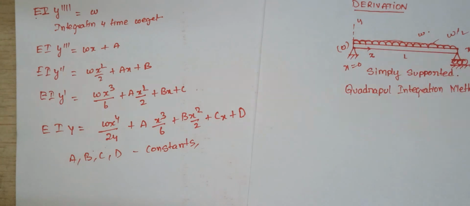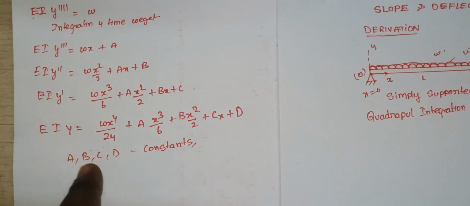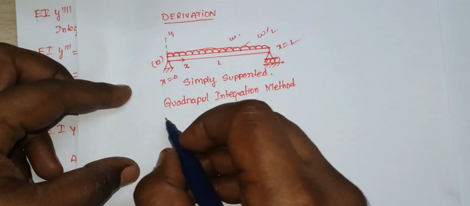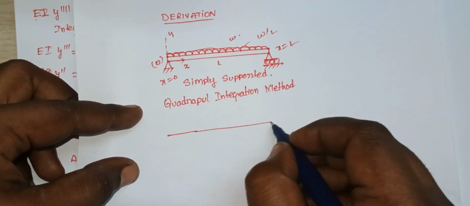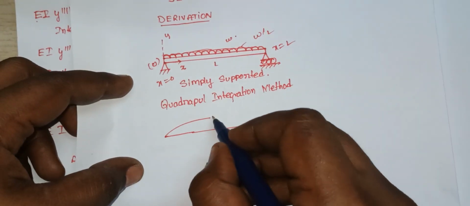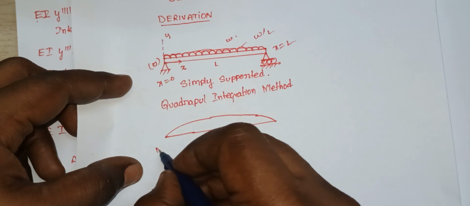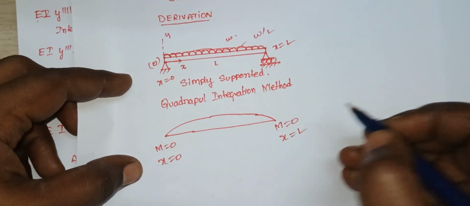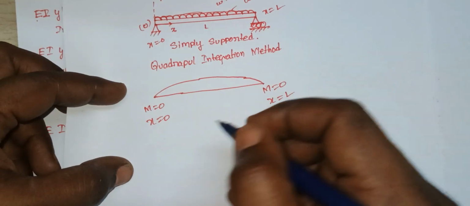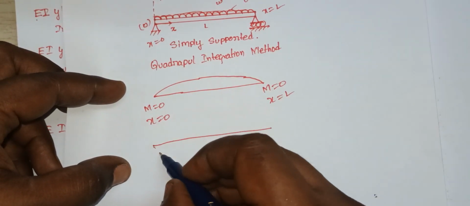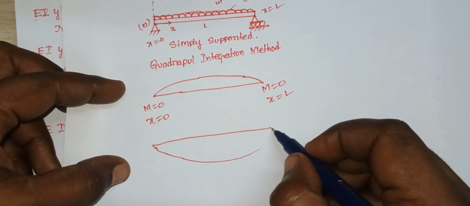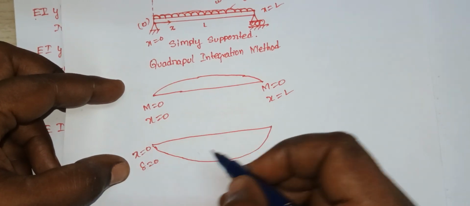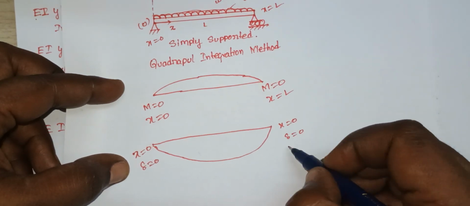Now carefully observe this beam. It has a moment diagram something like this, a parabolic curve. The moment is 0 at x equal to 0, and the moment is also 0 at x equal to L. And the deflection curve of this beam will be something like this: at x equal to 0, delta is equal to 0, and at x equal to L, delta is also 0.